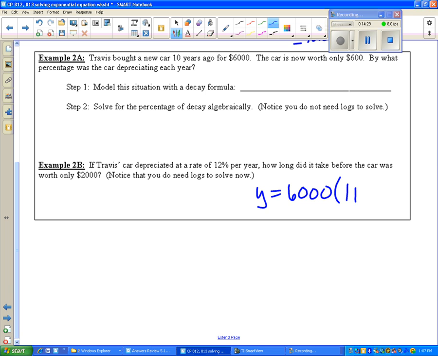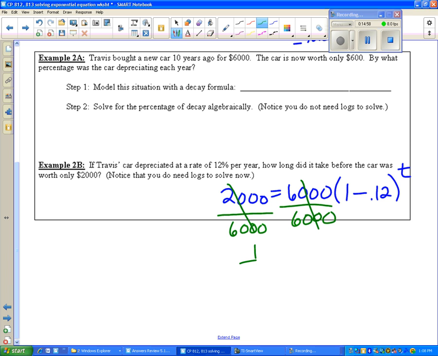1 minus my rate is now 0.12. And I want to find t now, because I want to know when it is going to be worth $2,000. To find t, I want to go ahead and divide by 6,000. This becomes 1/3 is equal to 1 minus, well, what's 1 minus 0.12? Well, that should be 0.88 to the t power.